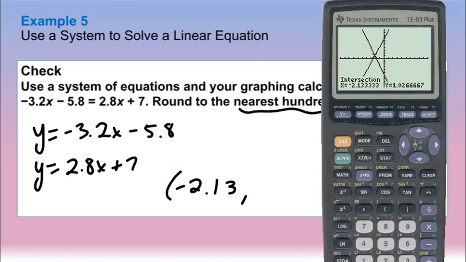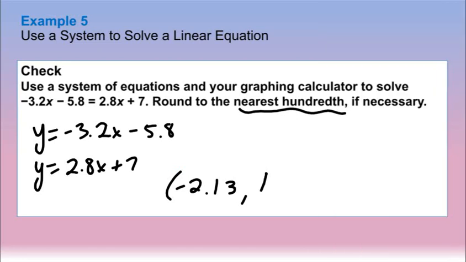The other one was 1.03. And that would be our solution.